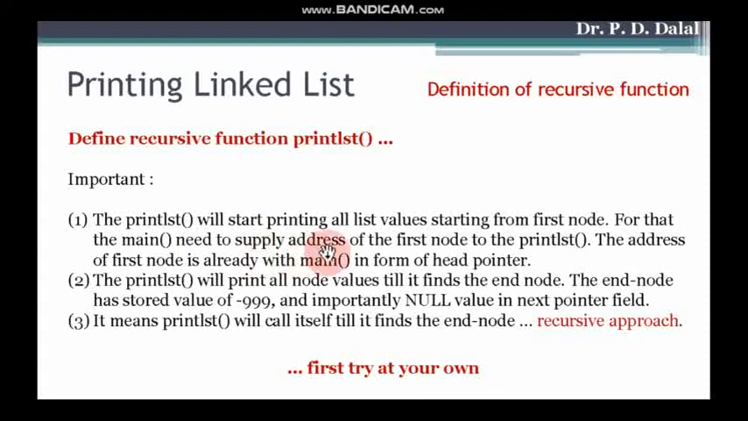For that, the main needs to supply the address of first node to the print list function. The address of first node is already with main function in form of head pointer, so that we already have. The second, the print list will print all the nodes till it finds the end of node. The end node has stored value of minus triple nine and the null pointer value in the next pointer field. Third, it means print list will call itself till it finds the end node. We can use the recursive approach.